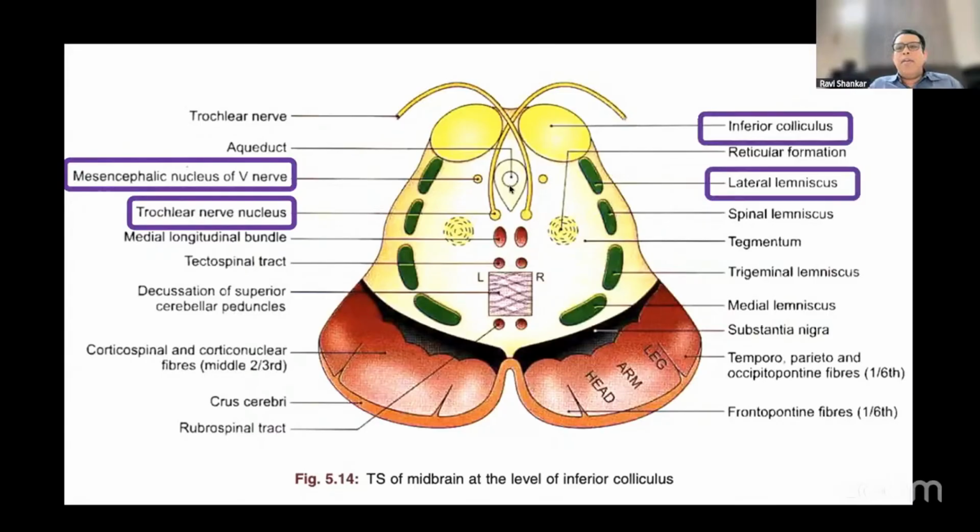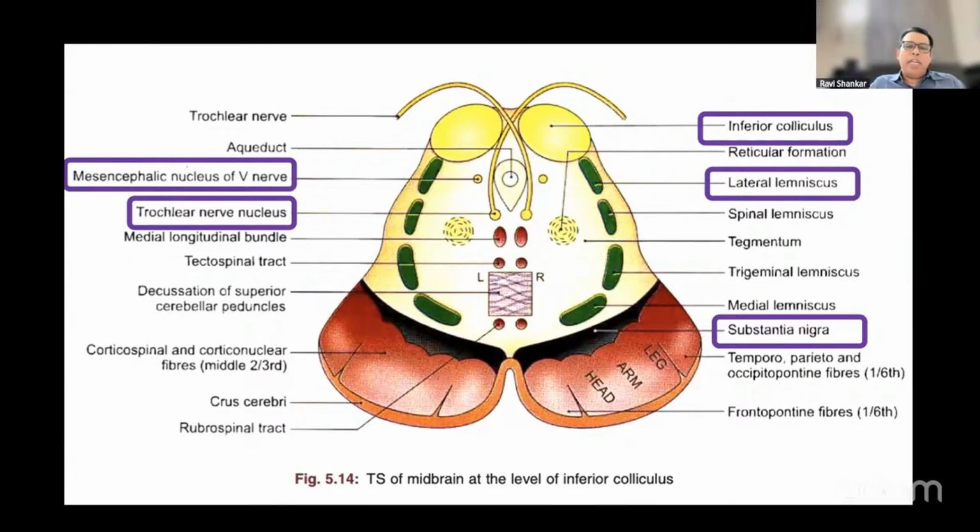And now we have the lateral lemniscus, which gives efferent fibers to the inferior colliculus, which then relays efferents to the medial geniculate body, and they help in localizing sound. So whichever area the sound is coming from, they help in localizing the sound. Then we have gray matter again in a band-like structure between the tegmentum and the crus cerebri, the substantia nigra, which is concerned with muscle tone.